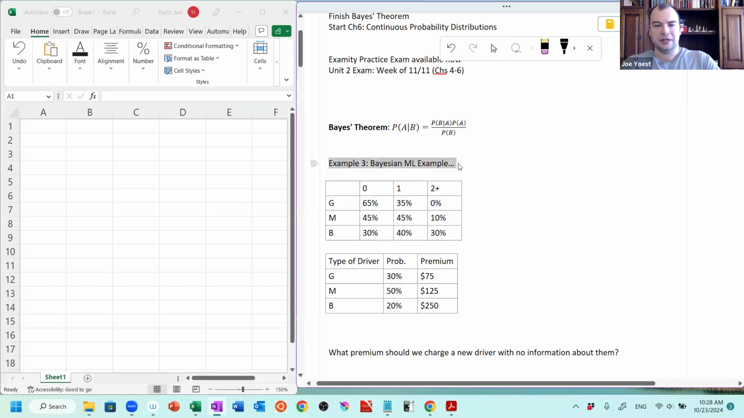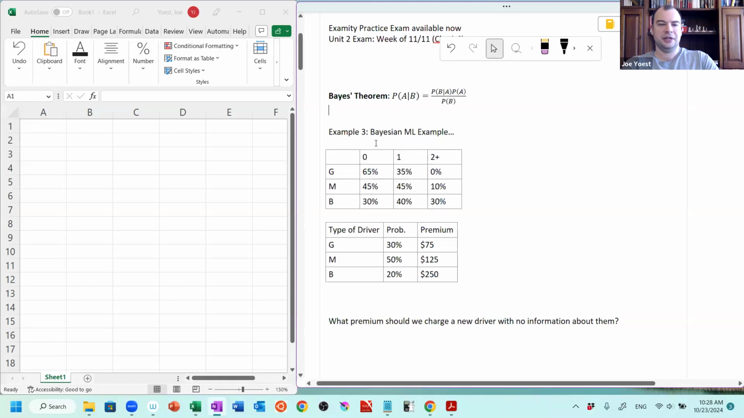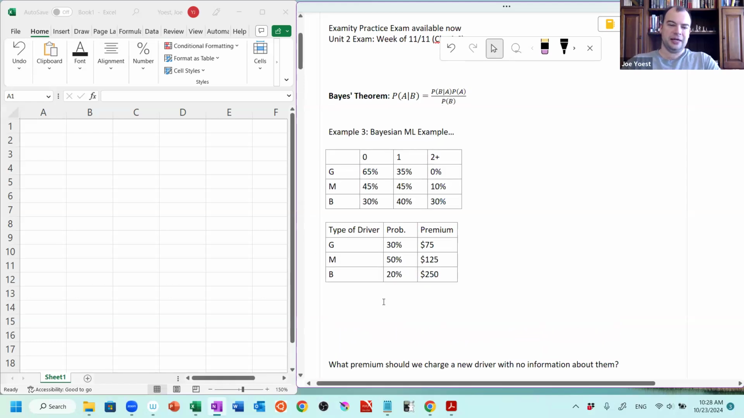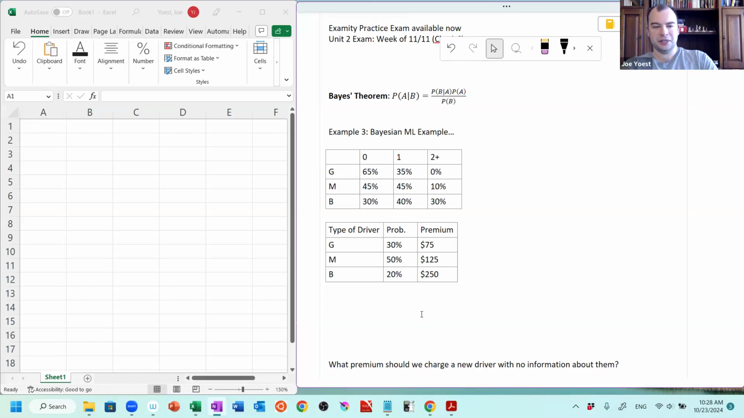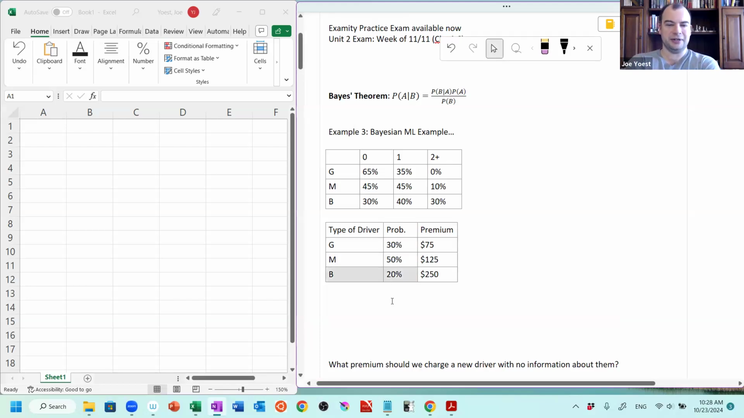Our example here has to do with a car insurance company. This is obviously a very simplified model, but we know that we have 3 types of drivers in our model. We have good, moderate, and bad drivers. And we know that of all drivers on the road, 30% are good drivers, 50% are moderate drivers, and 20% are bad drivers.